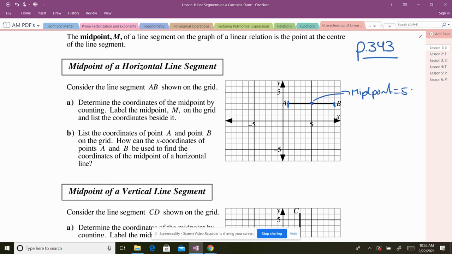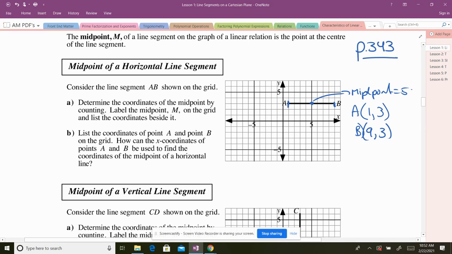Exactly. So let's take the coordinates of A. What are the coordinates of A? 1 and 3. What are the coordinates of B? 9 and 3. How do we know it's horizontal other than looking at it? There's two 3s. The y values are the same, right? So you know it's horizontal.